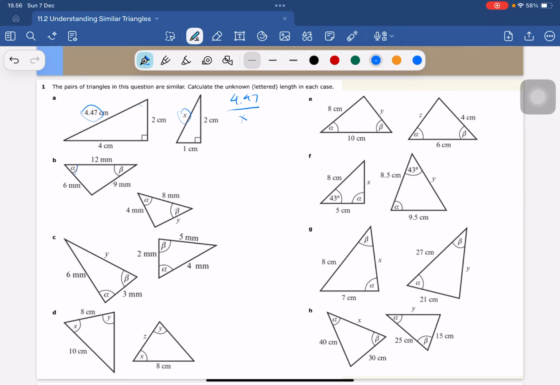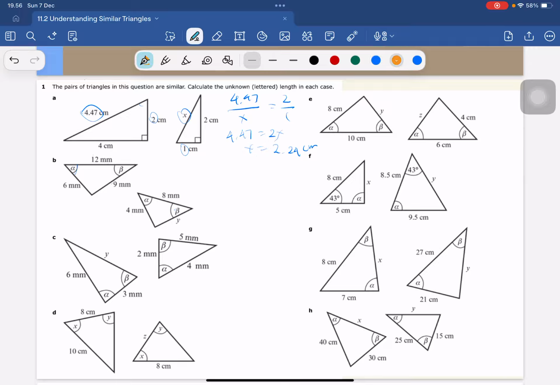4.47 over x equal to 2 over 1. So this is 4.47 equal to 2x. So x equal to, we divide by 2 on both sides, so it's going to be 2.24 centimeters.